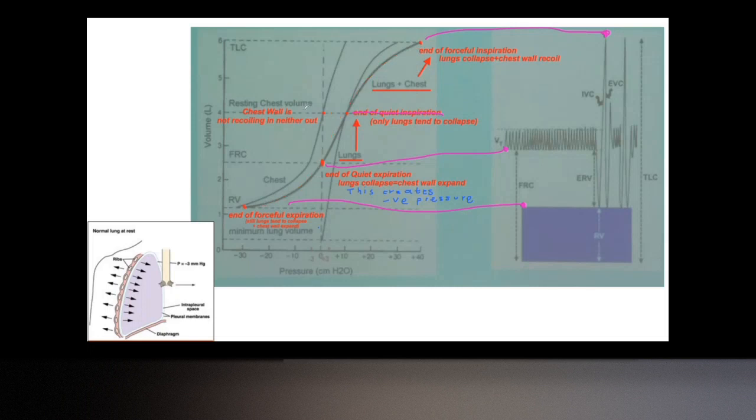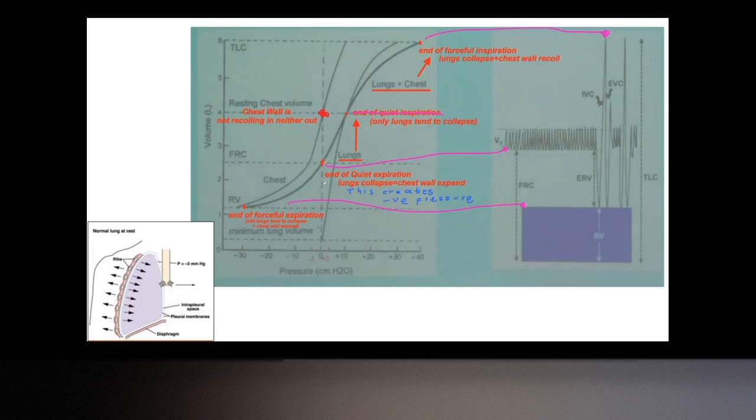So basically, when you have the resting chest volume, it means the chest wall is recoiling neither in nor out. So it doesn't want to go anywhere. This point over here creates zero pressure because the wall doesn't want to go in or out. So this point is the volume that the chest wall is perfectly fine with.